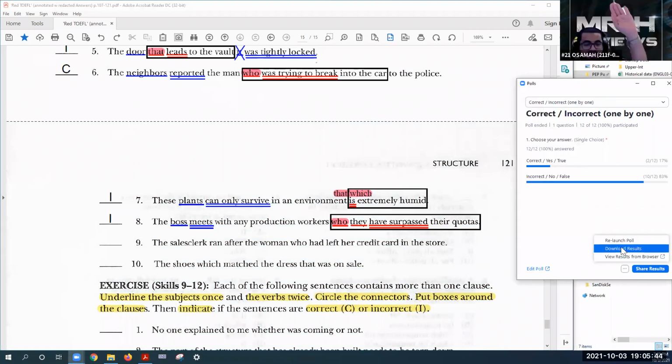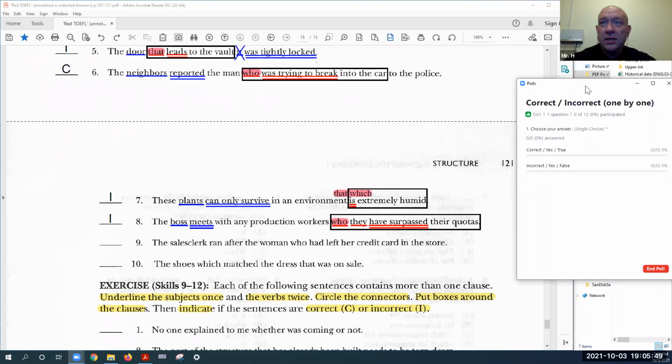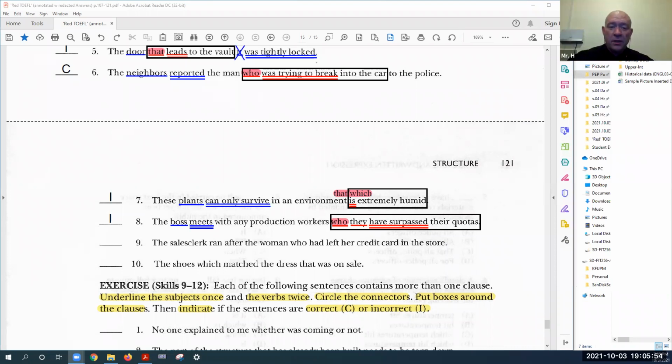We're almost done. Two more. If you have to go, you can go. Question. Yeah. What does have surpassed mean? Well, yes. You know the tense, it's perfect, right? Present perfect. When you surpass, it means you go past something or you go above it. So the boss meets with any production workers who have surpassed their quotas. So quota just means the minimum number you must do. When you surpass the quota, you go above it. You do more.